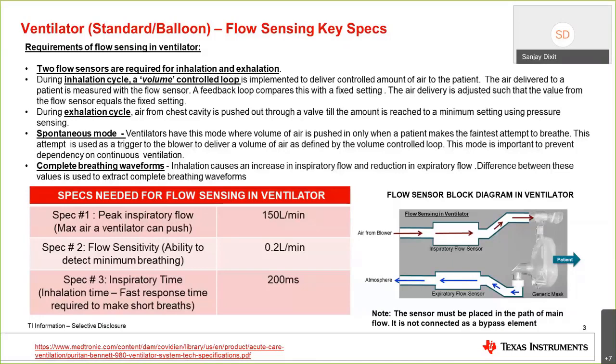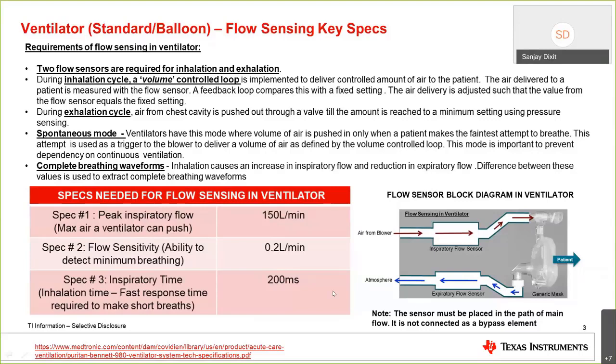Now, if I talk about specifications for a flow sensor in ventilators, there are three primary specifications. The first is peak inspiratory flow. That's the maximum air a ventilator can push during inhalation. They talk about a figure of 150 liters per minute. And they talk about flow sensitivity, which is the ability to detect the smallest and faintest breath. That's to detect breathing. What's the smallest change in flow that the ventilator can detect? In this case, they like a level of 0.2 liters per minute.